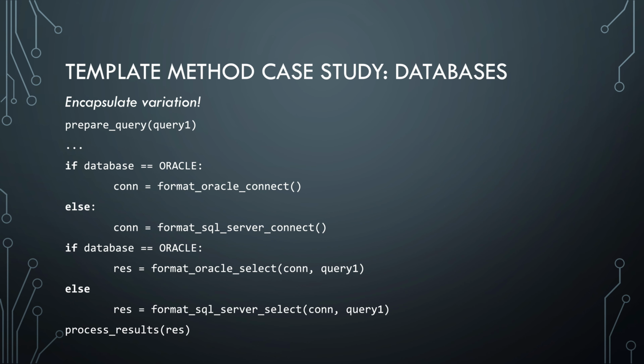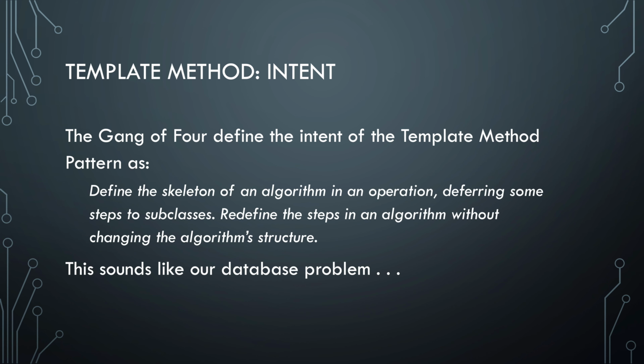Of course, as we have learned in the previous weeks, we want to encapsulate variation. The template method can help here. The idea is that we define the skeleton of an algorithm in an operation, but we defer some of the steps to subclasses. You can then redefine steps of the algorithm without changing the algorithm's structure.